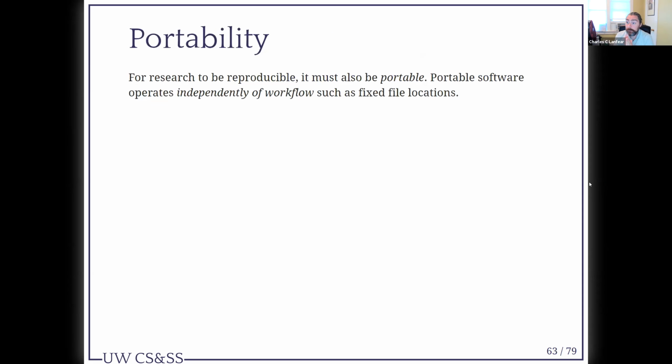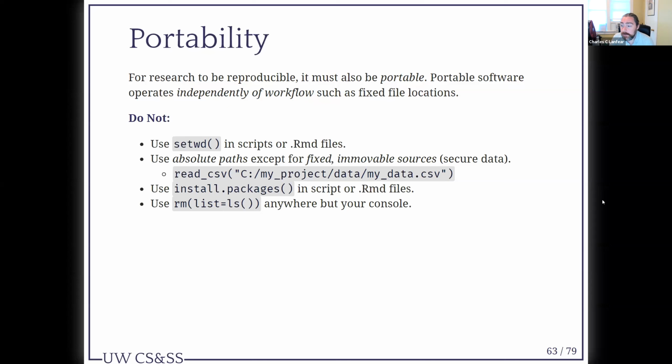Okay, so to make your research fully reproducible, your research must be what is called portable. Portable software operates fully independently of your workflow, including fixed file locations on your computer. If you want something to be portable, you must not do any of these things. Never use set working directory in your scripts or RMD files. Always use relative paths. Relative paths refer to your project directory and directories below that one, except for fixed immovable data sources like secure data on an external hard drive you plug into your computer.